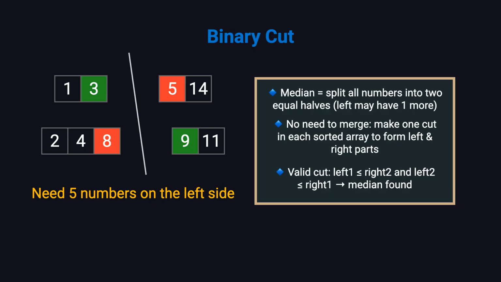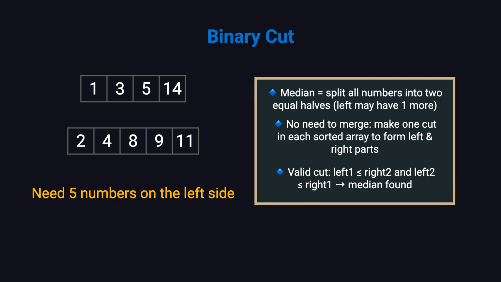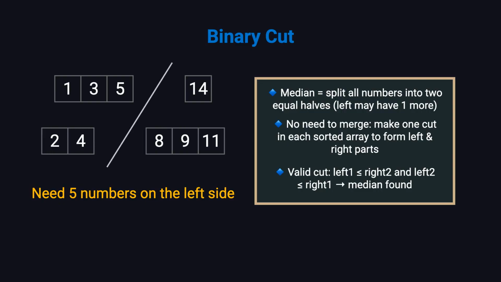What does that tell us? It means numbers 2 has too many on the left, or equivalently, numbers 1 has too few. We need to shift the cut of numbers 1 to the right to put more elements on the left. Second cut. Since we were too low last time, the search range narrows to the third and fourth elements. We pick the middle and cut between 5 and 14. Now numbers 1's left side is 1, 3, and 5, and its right side is just 14. Numbers 2 needs to contribute 2, so we cut between 4 and 8. Numbers 2's left side is 2 and 4, and its right side is 8, 9, and 11.